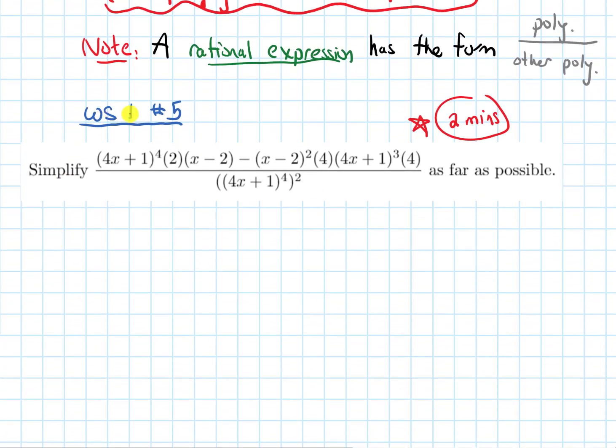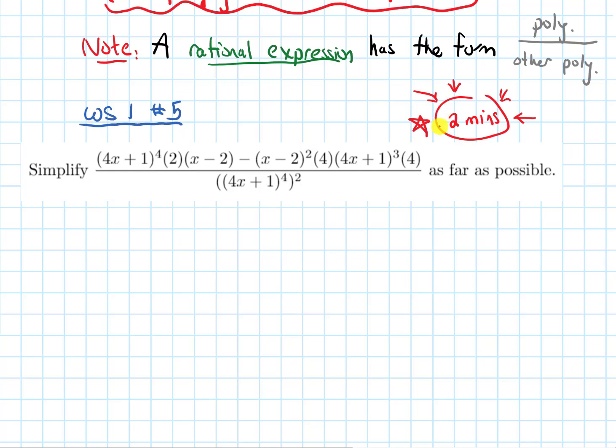So this is from our first worksheet, it's problem number 5. And I want to simplify this expression. So I want to begin by giving you 2 minutes to try this. Pause the video and try this for 2 minutes. Alrighty, let's go ahead and talk about it together. So even if you didn't quite finish, that's okay.